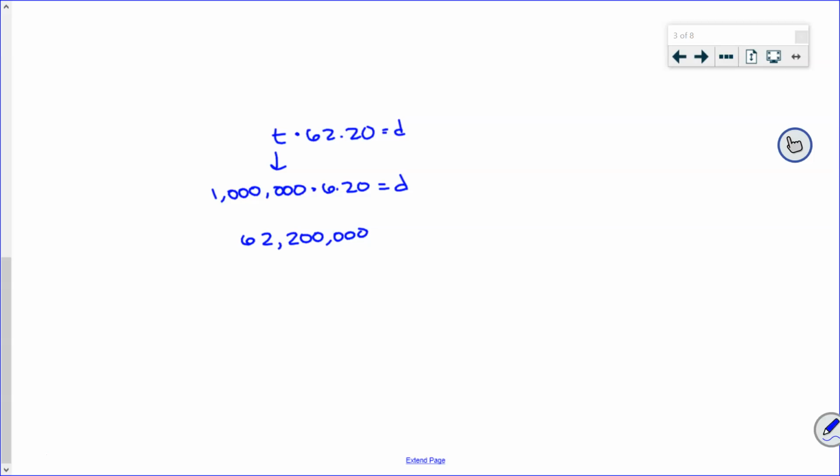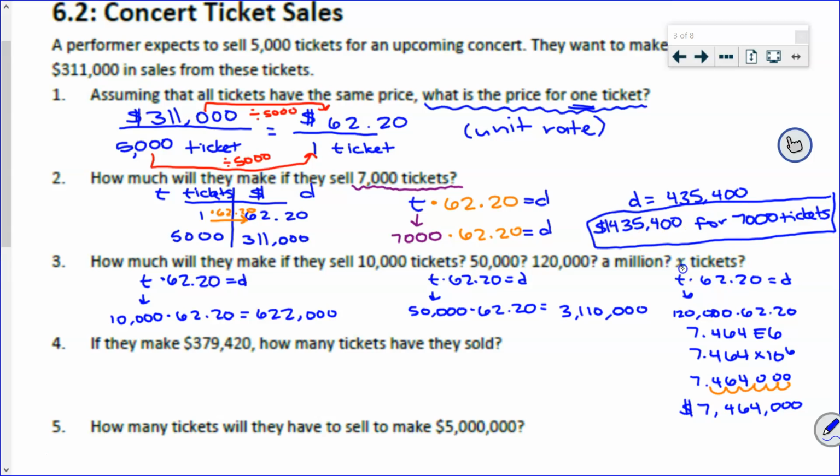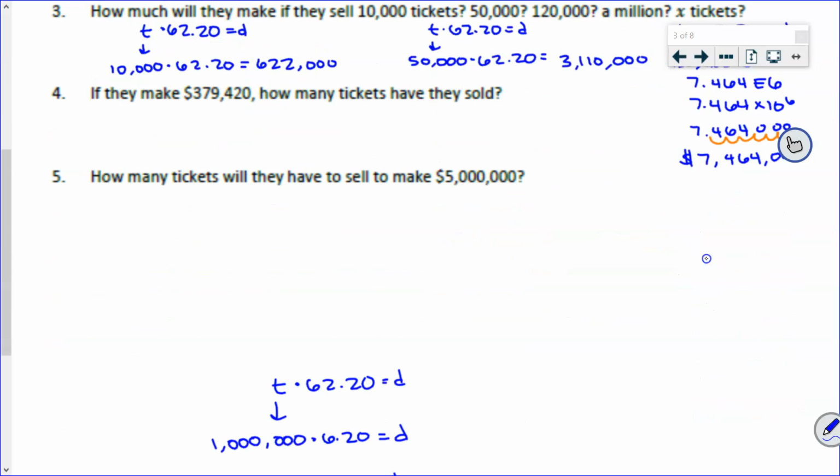Counting my own decimal places, making sure. Yeah, $62,200,000. And we're noticing a pattern here, right? So it says, well, what about for X tickets? That's just helping us write that equation, which we have already done. So writing that equation is going to be X times 6220 is equal to D.